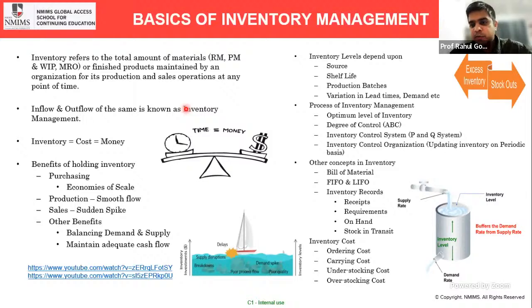Then we understood a very important concept. We made a comment that inventory is equal to cost is equal to money. If you are not able to sell the inventory at a desired price, it's a liability for you. And the liability has a lot of impact on the working capital, which has already got locked in the form of raw material, packaging material, and other supporting elements, which have helped you convert that into a finished product.